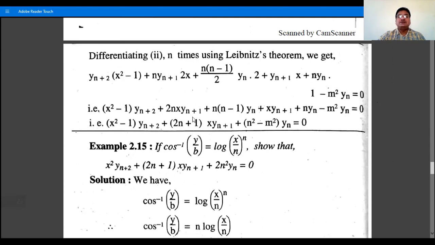Then this term stays as it is, and the 2 gets cancelled, y_(n+2) remains. For the remaining terms, take x y_(n+1) as common from these two terms, so (2n plus 1) in brackets, plus the remaining terms are y_n. Take y_n as common, so n square minus n plus n minus n, plus n, minus m square, so (n square minus m square) y_n is equal to 0.